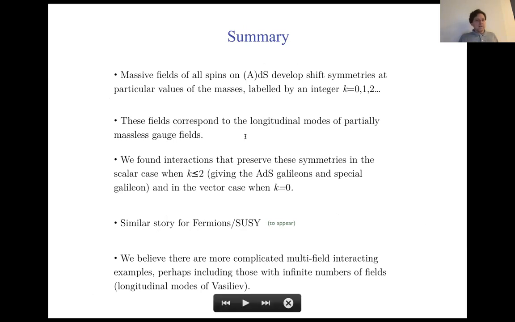So these all correspond to longitudinal modes of partially massless fields. We've found the interactions that we think exhaust the case of just a single scalar or vector, but we think that there are these other more complicated multi-interacting examples that realize these more complicated algebras. So what we really need is a way to show these theories exist, or to find the interactions without having to actually construct these Lagrangians, because even in the scalar case, constructing this Lagrangian was a giant nightmare, and there's no way we would be able to do it with these higher multi-fields and so on. Okay, I'll leave it at that.